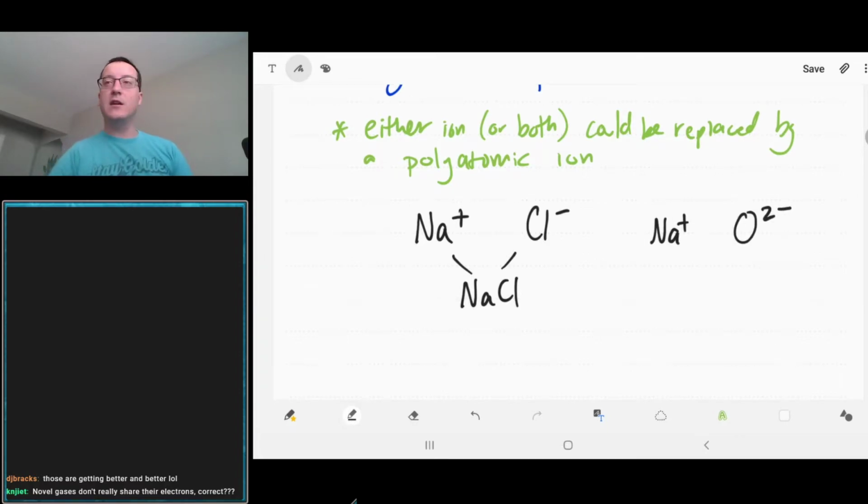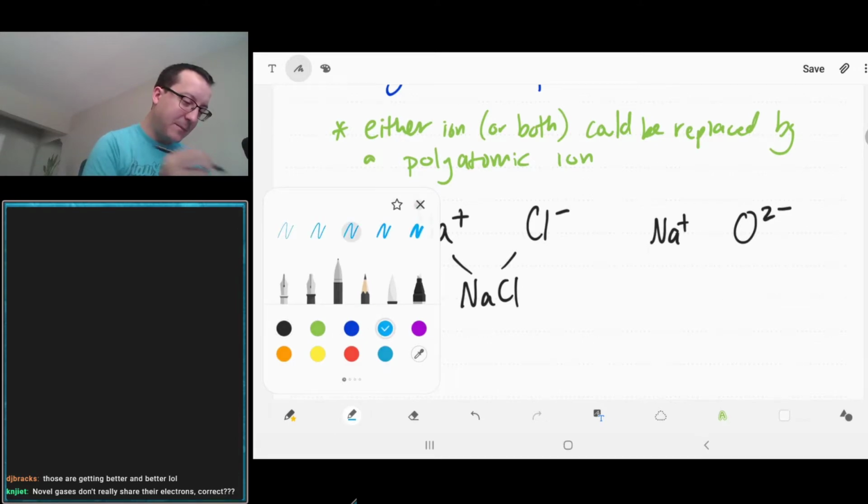However, if we took a different element that had a different charge, we're going to see that we have to do a little bit of math here. It's not real math. It's very basic math. So we have to think, how are we going to make it so that sodium can balance out oxygen? And how we're going to do that is technically by finding the least common multiple.